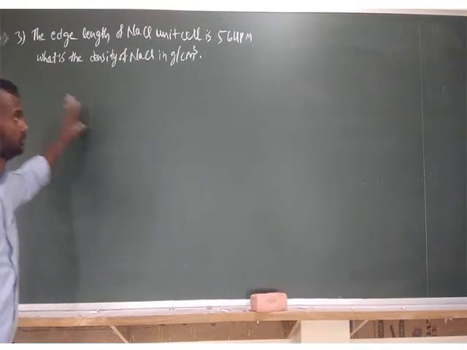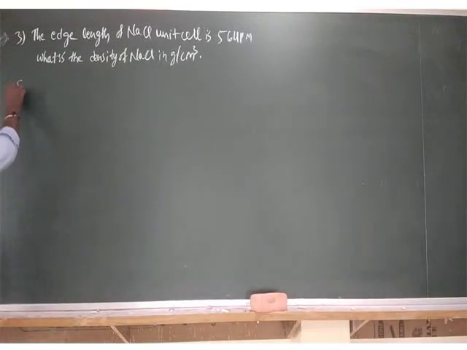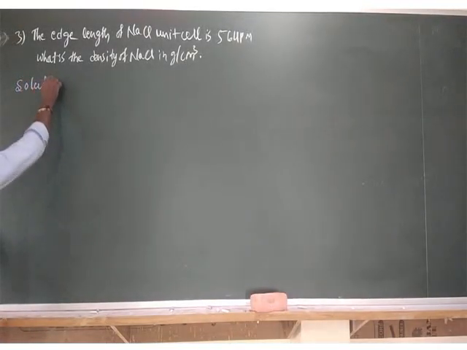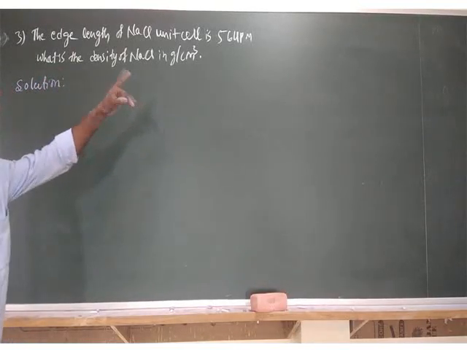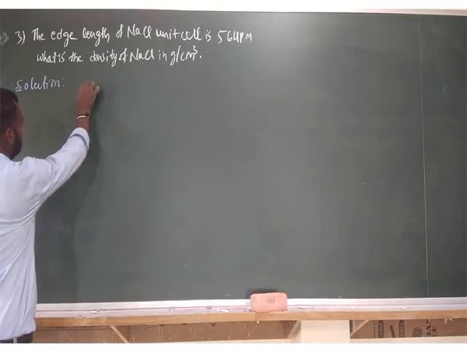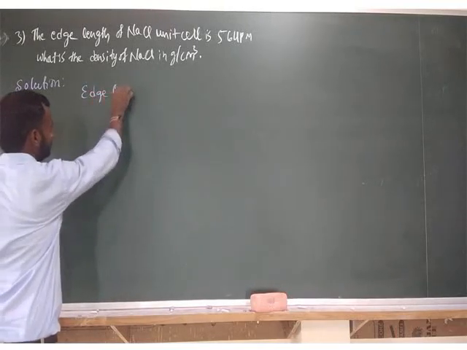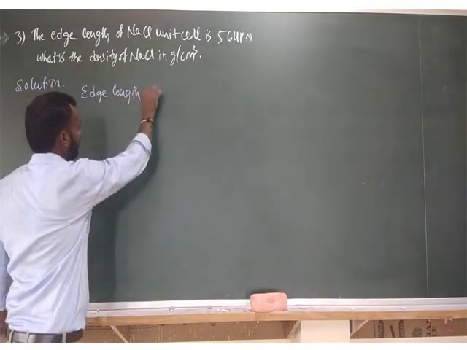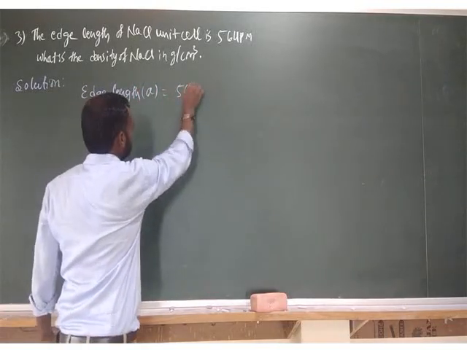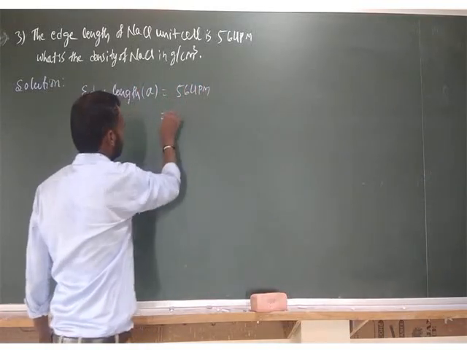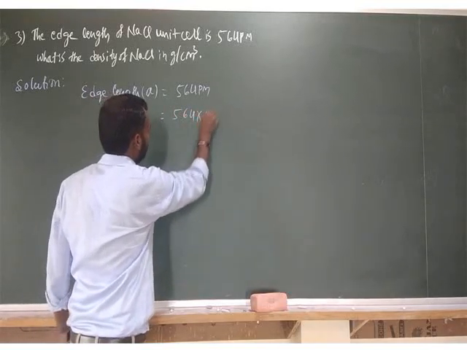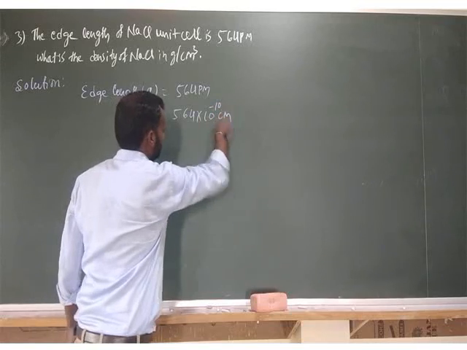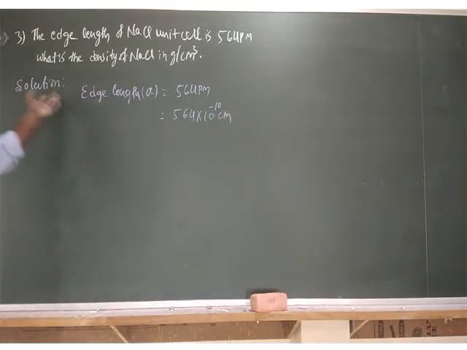The next problem. The edge length of a NaCl unit cell is 564 picometer. Edge length A is equal to 564 picometer. So this picometer can be converted into 564 into 10 raised to minus 10 centimeter. Clear?